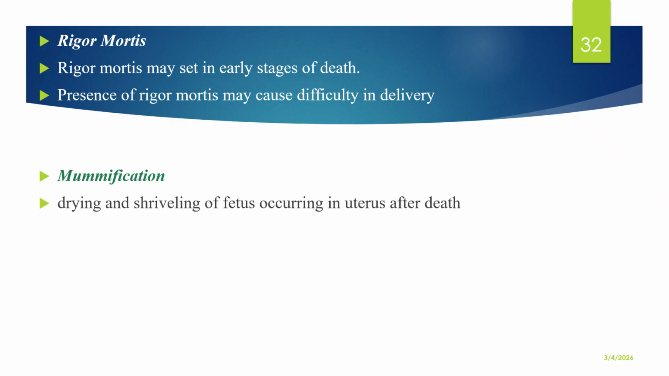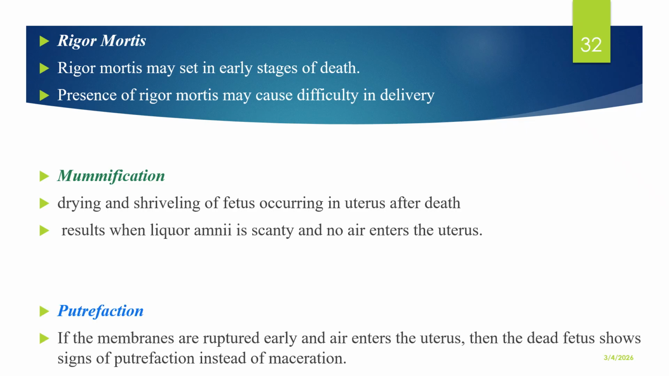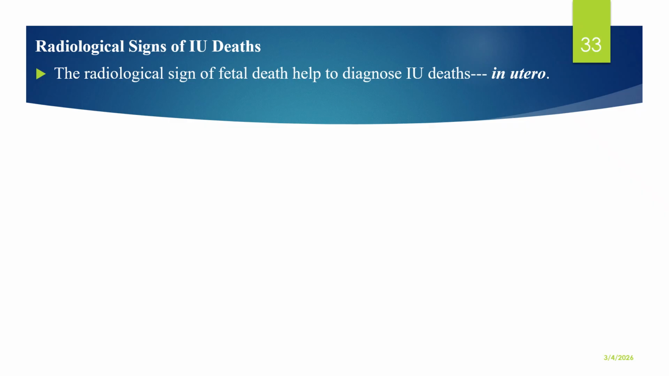Mummification is the drying and shriveling of the fetus occurring in utero after death. It results when liquor amnii is scanty and no air enters the uterus. Putrefaction: if the membranes are ruptured early and air enters the uterus, then the dead fetus shows signs of putrefaction instead of maceration. Then what are the radiological signs?